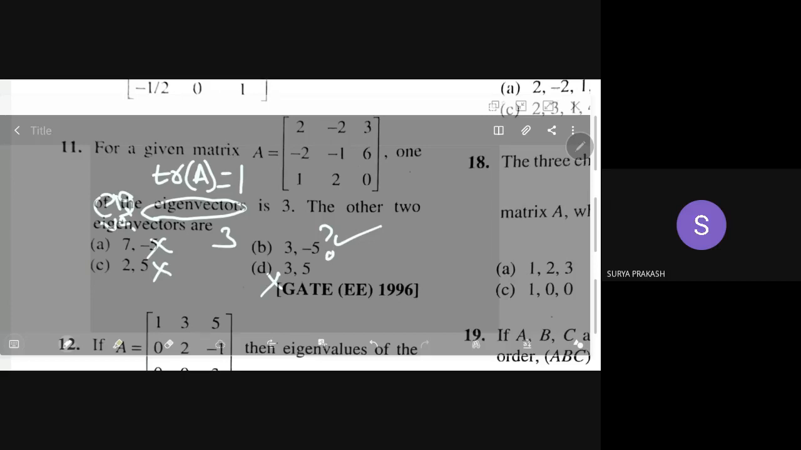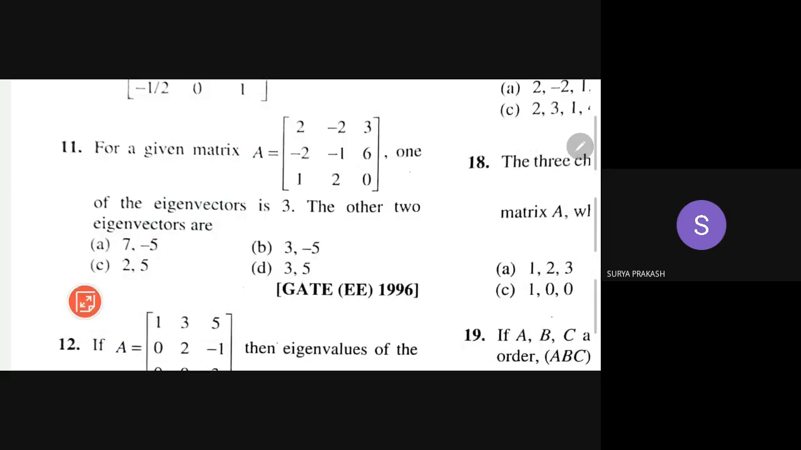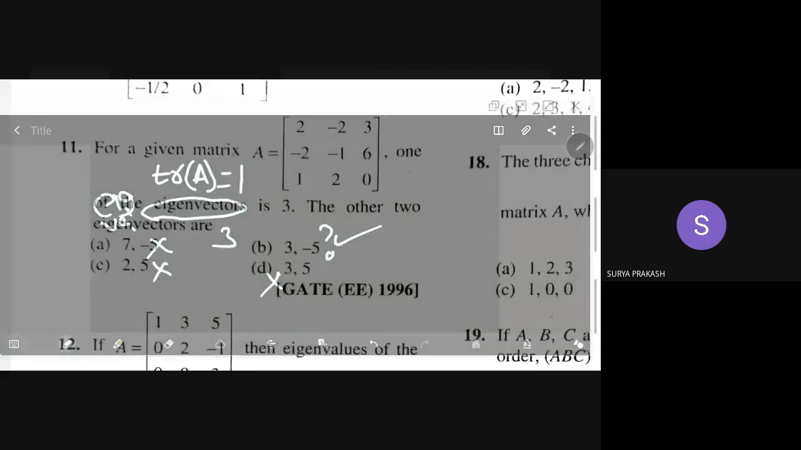Fine. So how did I get that, sir? Again, see here. Are you able to see the screen? Just a minute. See here, capital A is given. One eigenvalue is given. One eigenvalue is 3, they are saying. Now sum of the eigenvalues is trace. So trace of A is the sum of the principal diagonal elements. Here what are the principal diagonal elements? 2 minus 1 0, here.